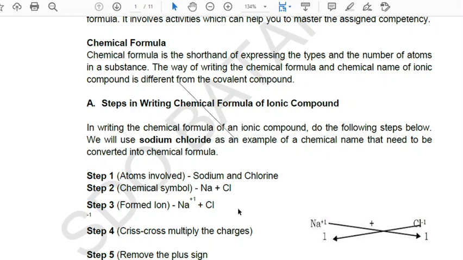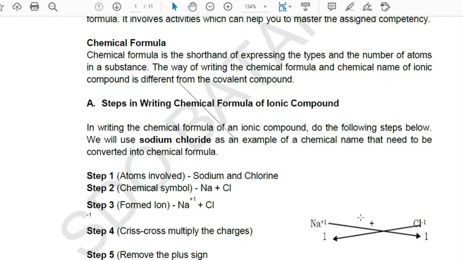Next, i-identify natin kung ano ang mga ions na form ng mga elements na ito. Meron tayong listahan ng mga common elements. Ipoprovide ko kayo. You can also research on the internet ng isang list of common ions. We have what we call anions, which are negatively charged particles, and cations, which are positively charged particles.